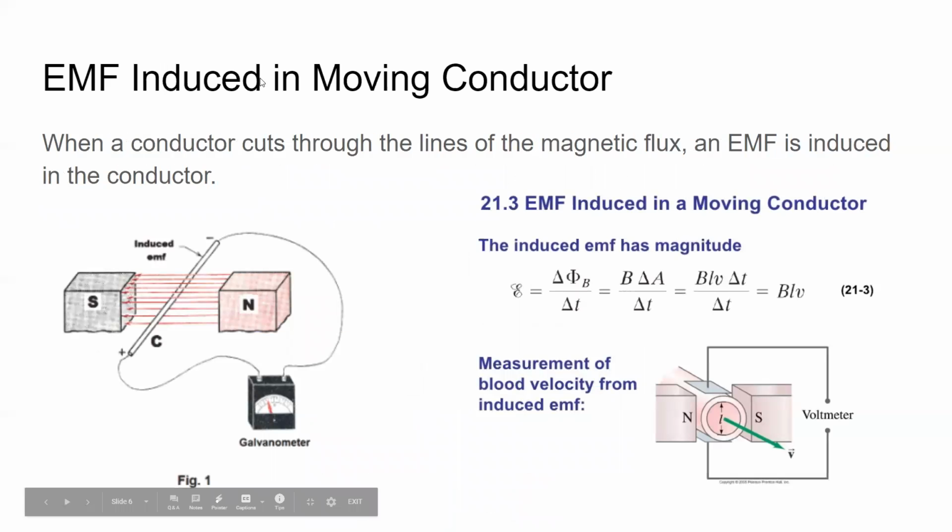All right, EMF induced in a moving conductor. So when a conductor cuts through lines of magnetic flux, such as here in this conductor, the EMF is induced in that conductor. So as you can see here in this figure, this is cutting through the lines of the magnetic flux. So then an EMF would be induced right here based on the galvanometer. And this is an example of EMF induced in a moving conductor.